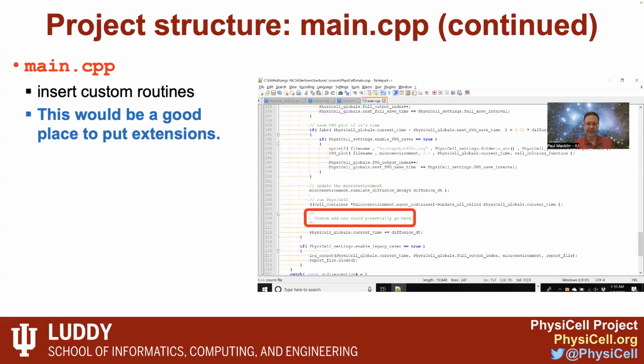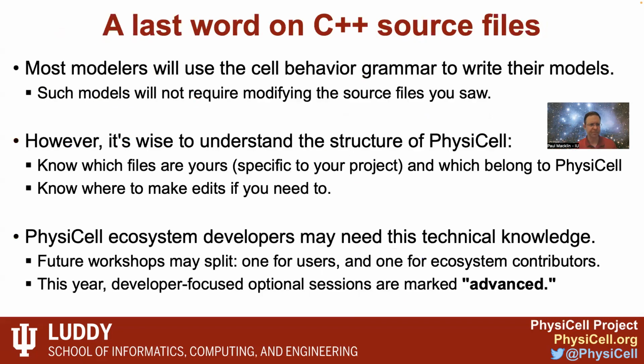If you want to do something custom, like some kind of your own extension or add-on, that would be a good place to put it. Say, freeze cells, update environment, freeze environment, update cells, do something custom, like say, grow a vascular network, update time. That would be the right place to put it in the overall structure.